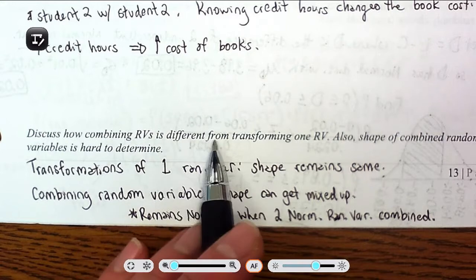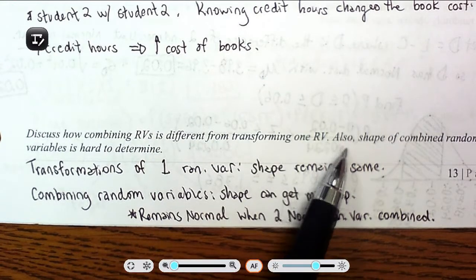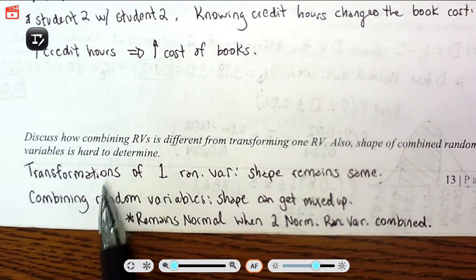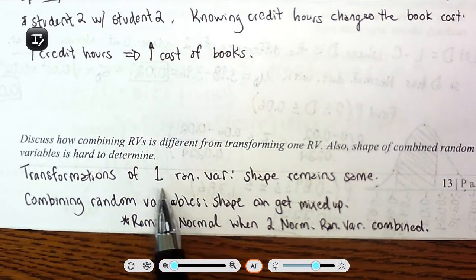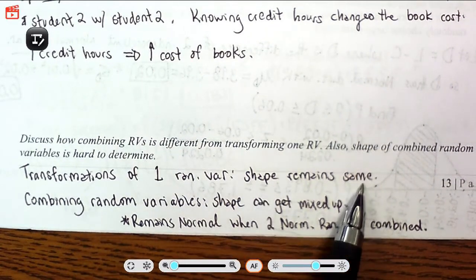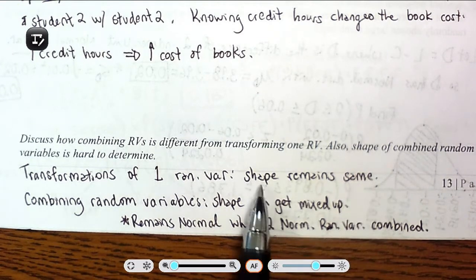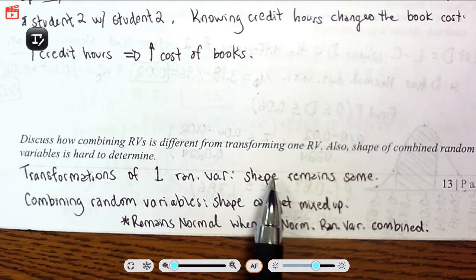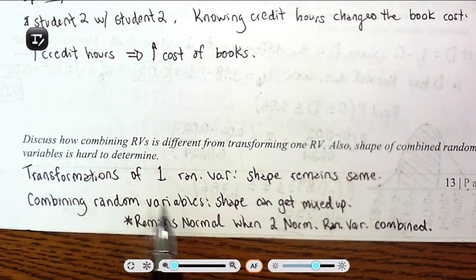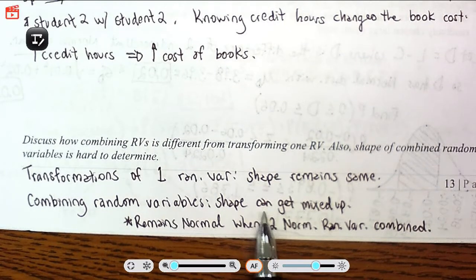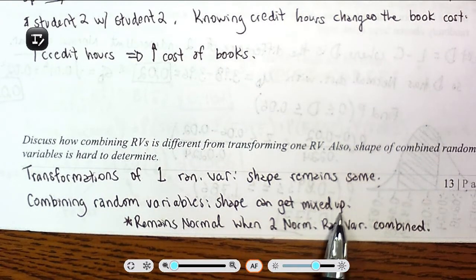Discuss how combining random variables is different from transforming random variables. Realize that we did two different types of things so far. We did transformations of one random variable: the shape remains the same, the center gets multiplication, division, addition and subtraction, and the spread only gets multiplication and division, no addition and subtraction. But when we combine random variables, the shape can get all mixed up.